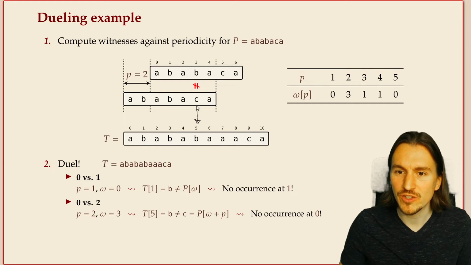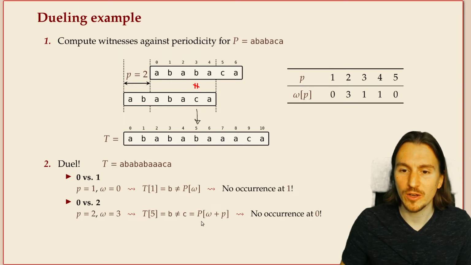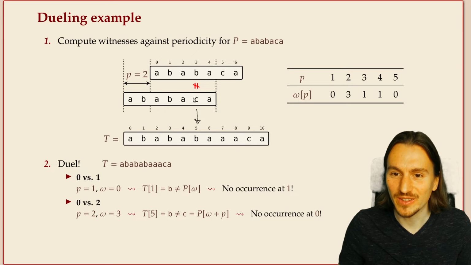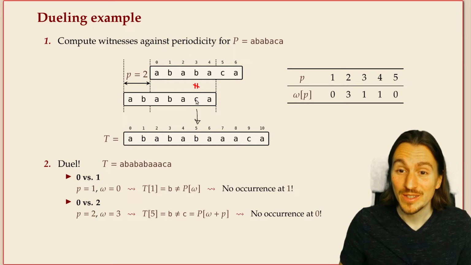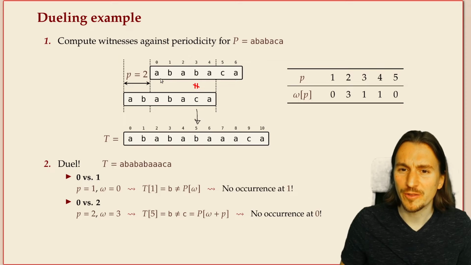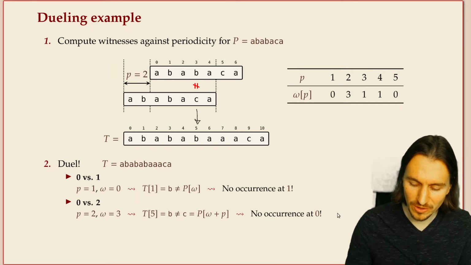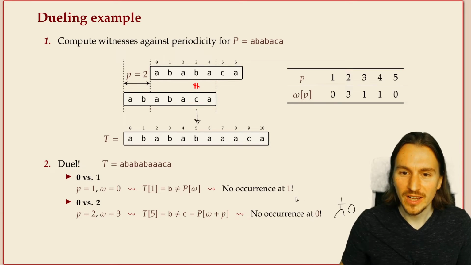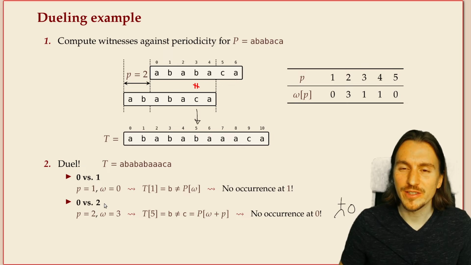What's more important, it's not a C, which is what we find if we look at the pattern position omega plus P. And you can check that the math works out in this case. So this is again also position 5. So this means the earlier of the two proposed matches is not possible. That's the 0. So again, there she goes. And the survivor is number 2.